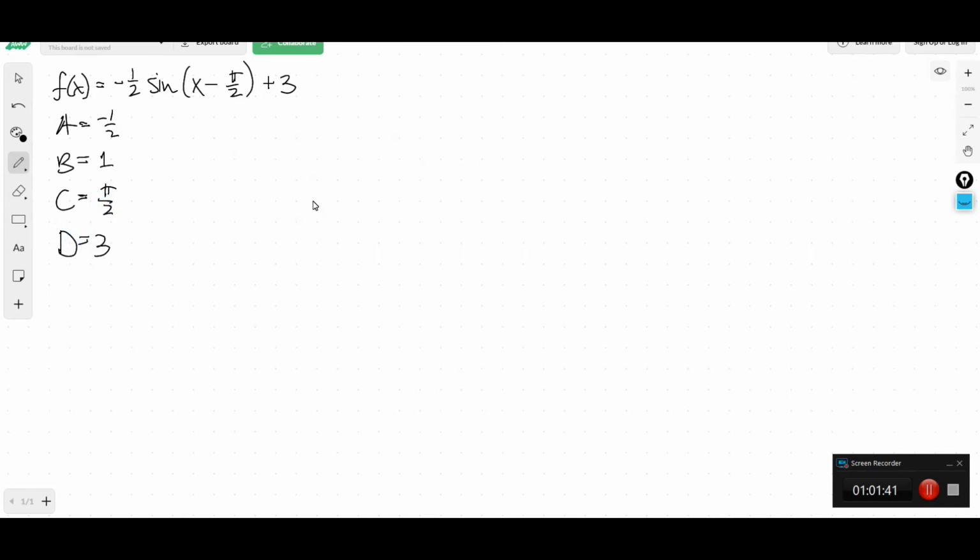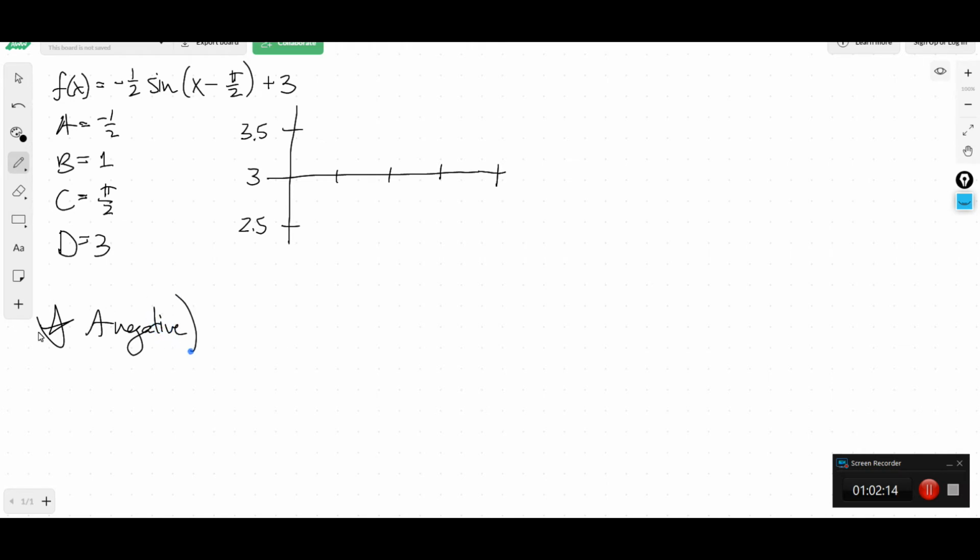Now, I'm going to do a rough sketch. Don't care how long it is. I know I'm going to have 4 sections, and I know I'm going to have an upper and lower bound. And I'm going to start with D, my vertical shift. I start off at 3 here. My next y value is going to be up 1/2, so 3.5, and down 1/2, 2.5. I'm going to make a note, a negative, so that I can remember that later. And then my starting point is pi over 2.